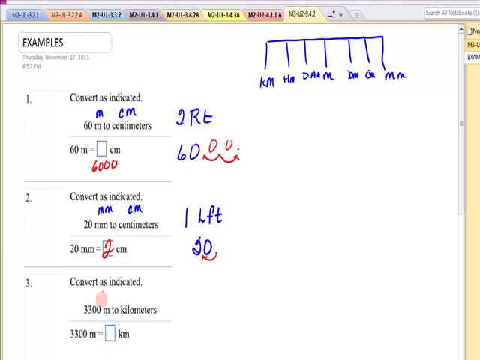All right, the next one is meters to kilometers. Meters to kilometers is 1, 2, 3 to the left to do that. 3 left. Start with the number. Where is its decimal point? It's right here. Move it 3 to the left. 1, 2, 3. Drop the decimal right there, and you get that it is 3.3 kilometers.